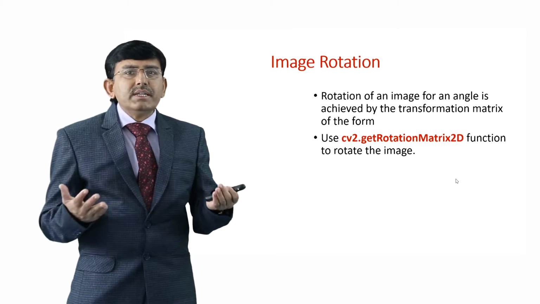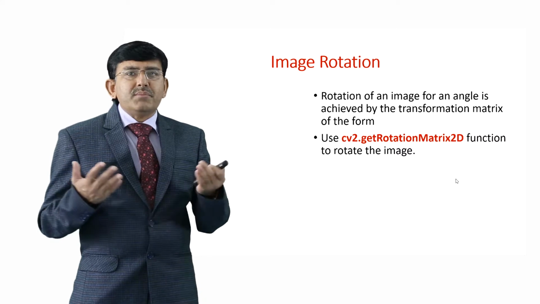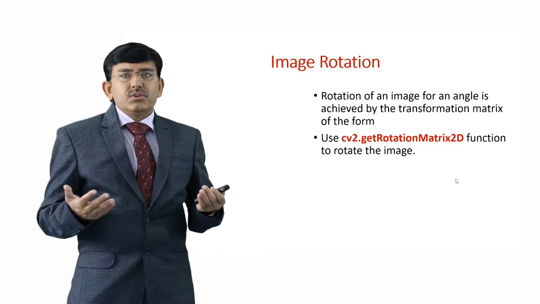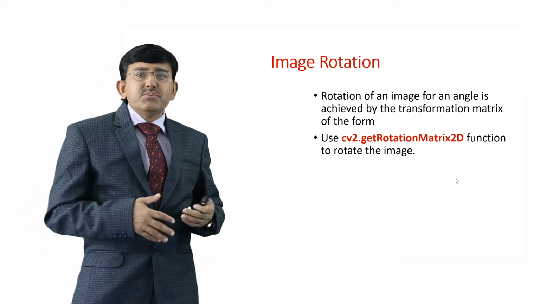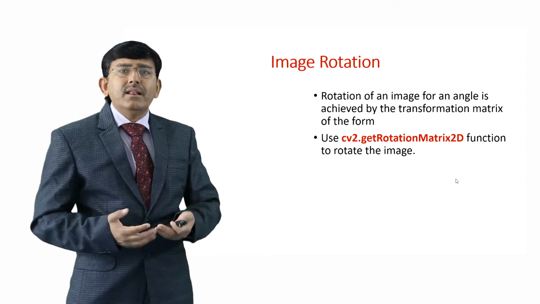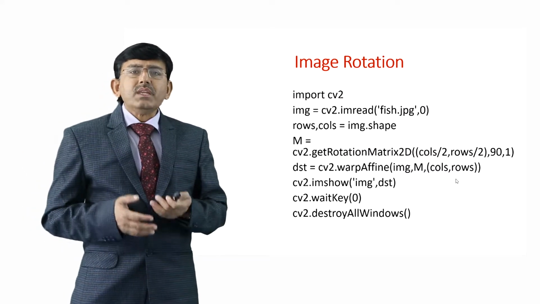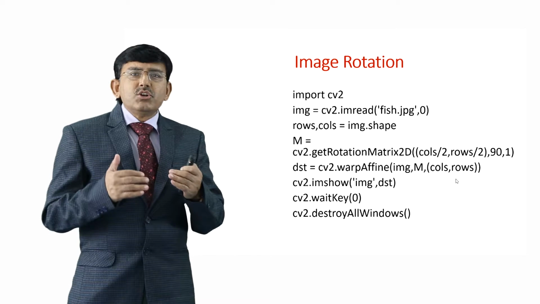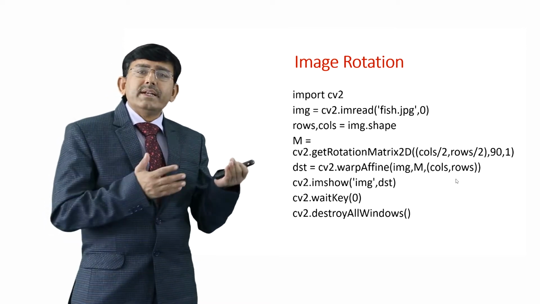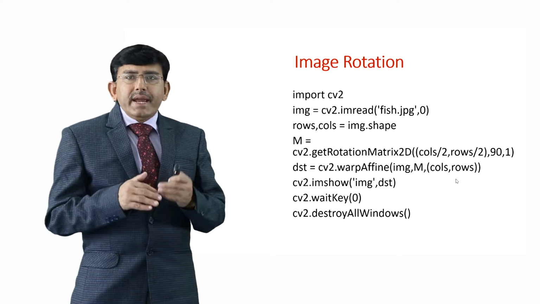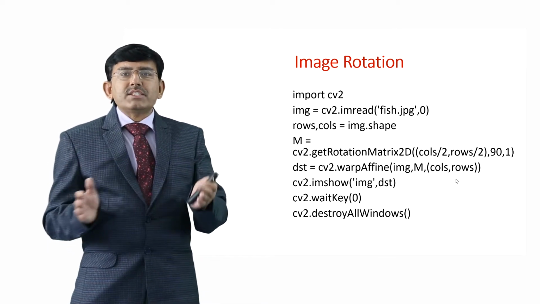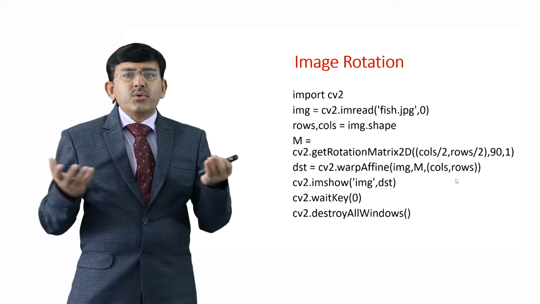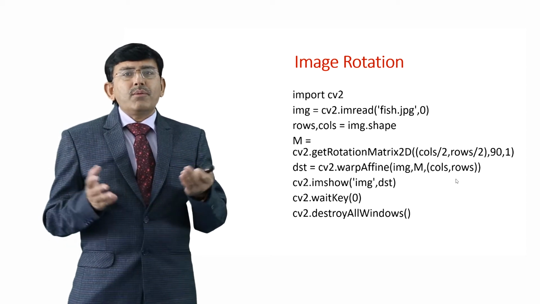Here we have a function, cv2.getRotationMatrix2D, to rotate the image. So this will give us a matrix for the amount of angle by which we are going to rotate the image. Then we have statements to read the image, then image.shape of it, stored into rows and columns, then getRotationMatrix2D, storing that matrix into a variable. Its parameters are columns divided by 2, rows divided by 2, and 90, 1.